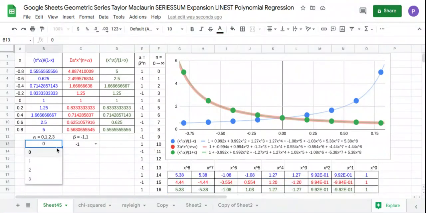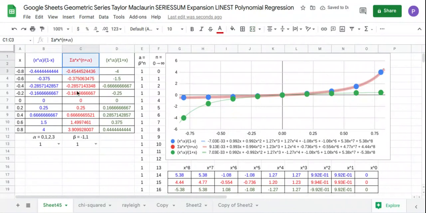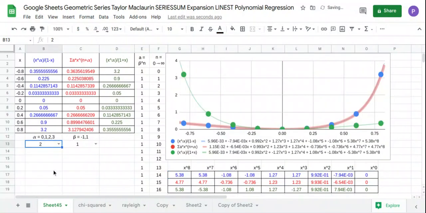We increase this to alpha equals 1. So here, negative 1, meaning the expansion approximates x to the power alpha over 1 plus x. We toggle this to positive 1. This time the expansion approximates the x to the power alpha over 1 minus x, just as their polynomial regression coefficients. And increase that to 2.